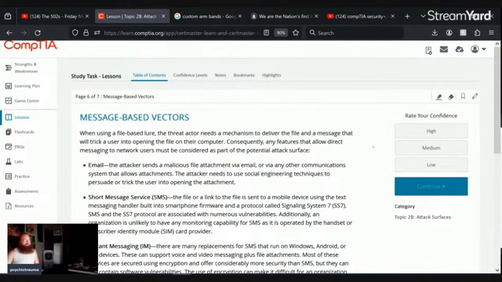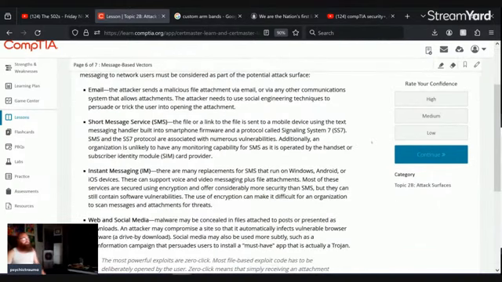Instant messaging. There are many replacements for SMS that run on Windows, Android, or iOS devices. These can support voice and video messaging plus file attachment. Most of these services are secured using encryption and offer considerably more security than SMS, but they can still contain software vulnerabilities. The use of encryption can make it difficult for an organization to scan messages and attachments for threats.